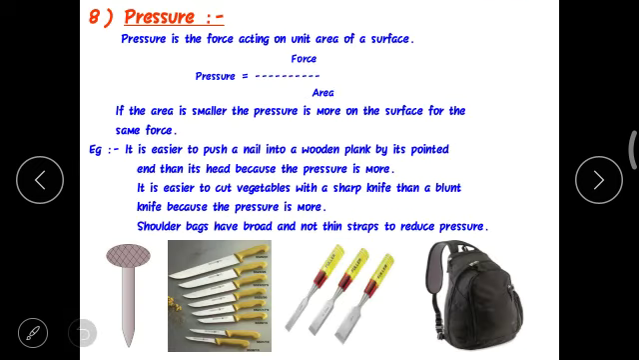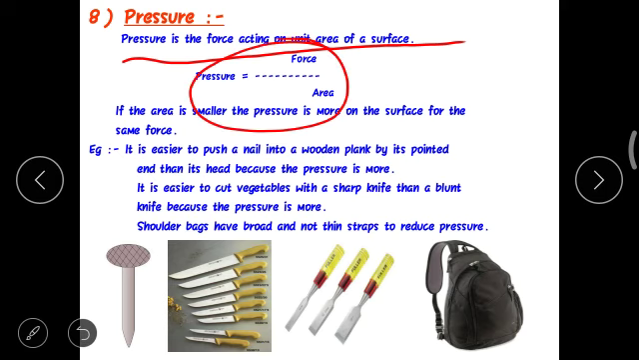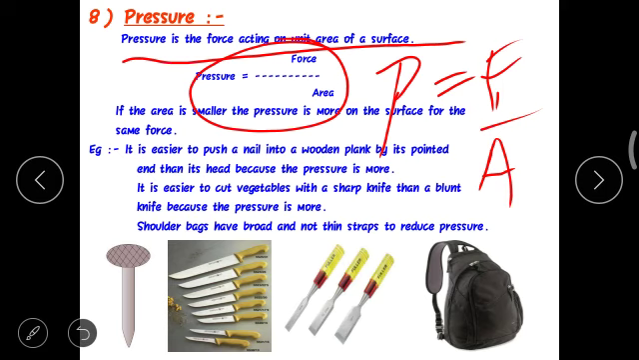The next part of this chapter is pressure. What is pressure? Pressure is the force acting per unit area. So pressure is force upon area. If we represent pressure with P, force with F, and area with A, the first letters of all these three things, then pressure P is equal to force F divided by A. It is the formula for pressure: P is equal to F upon A.